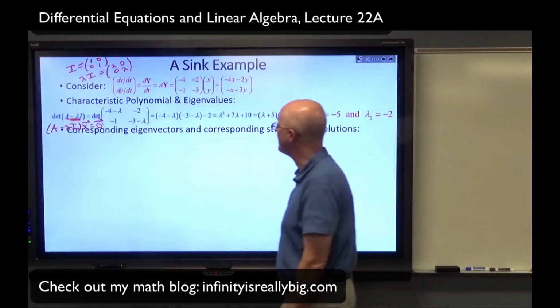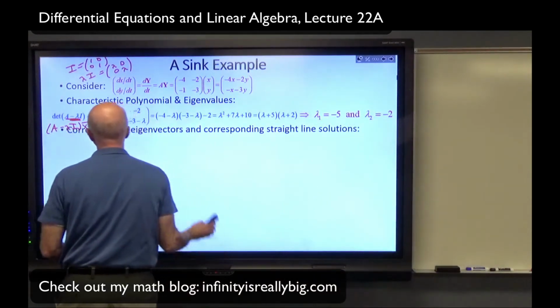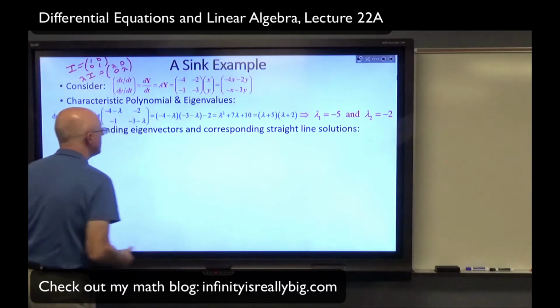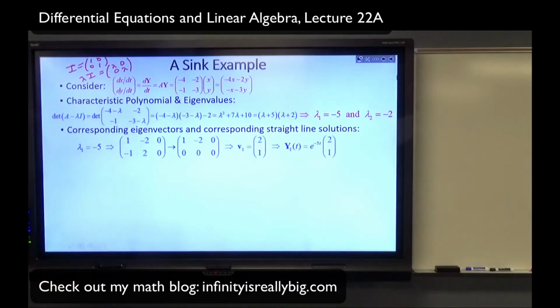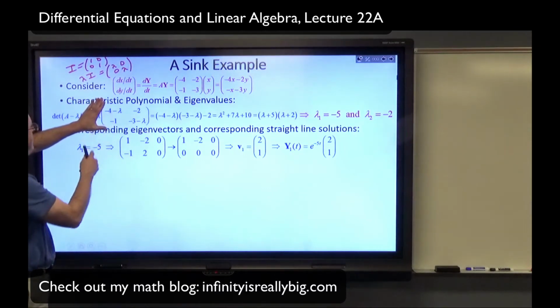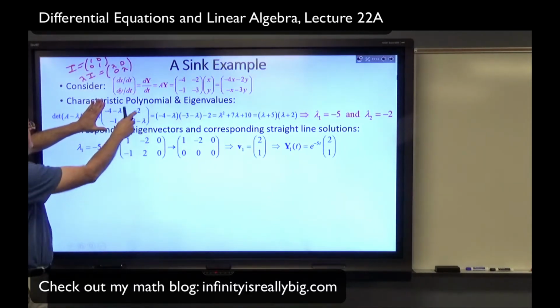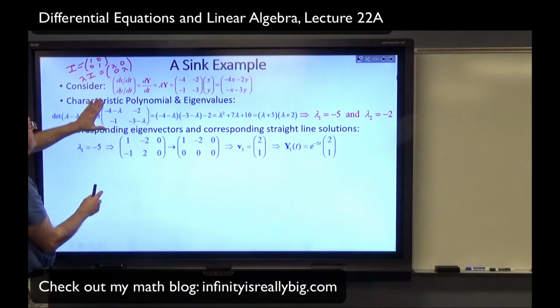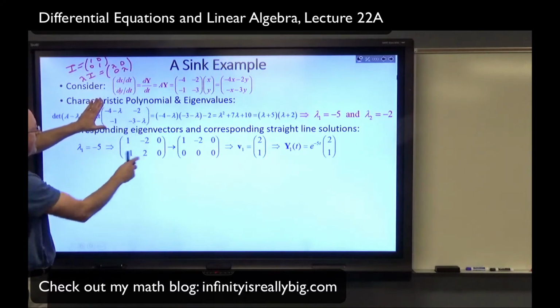So you go ahead and you solve for them. You plug in those two values of lambda and see what happens. When you plug in lambda equals -5, right here into this matrix, ignore the determinant symbol. -4 minus -5 is +1. The -2 and the -1 stay as they are. -3 minus -5 is +2.